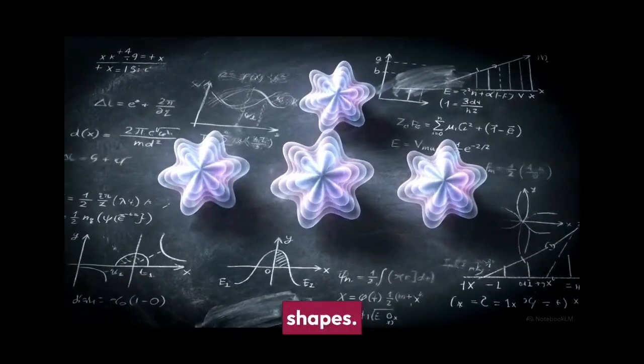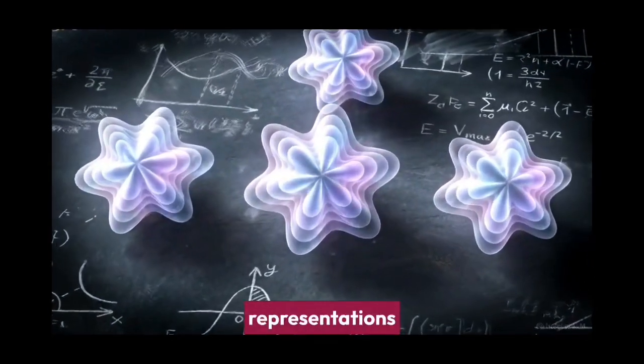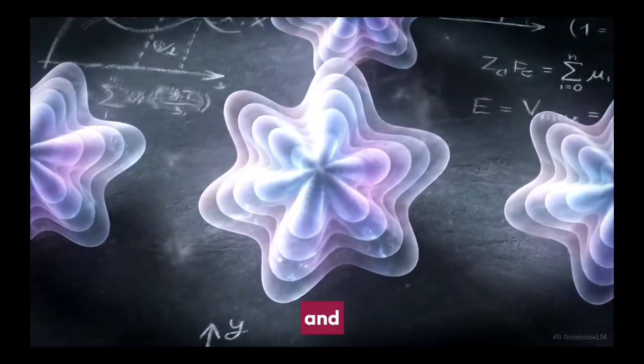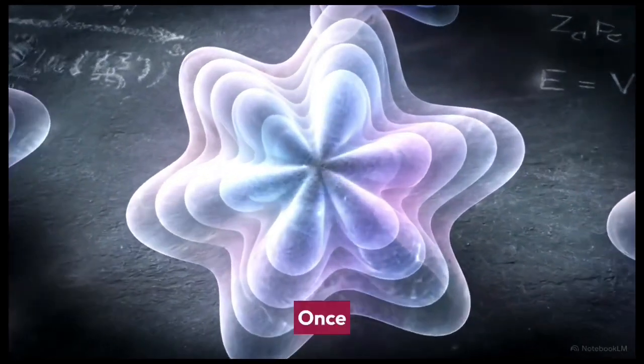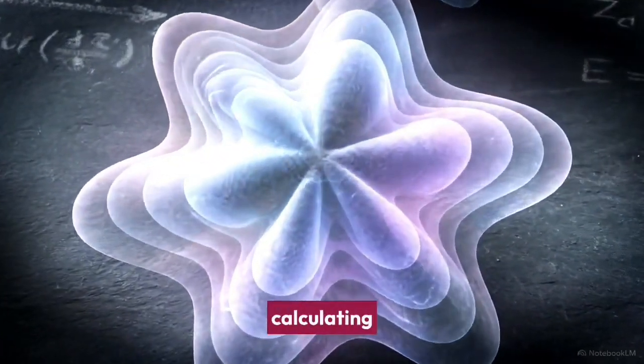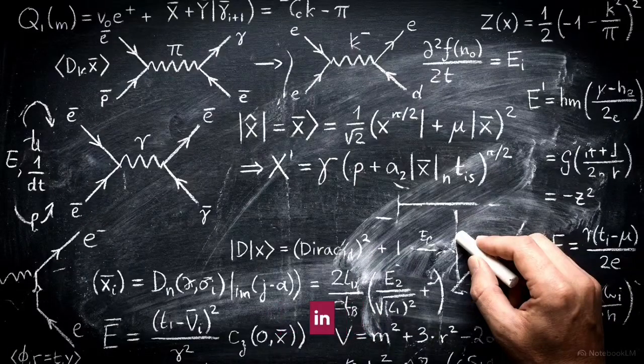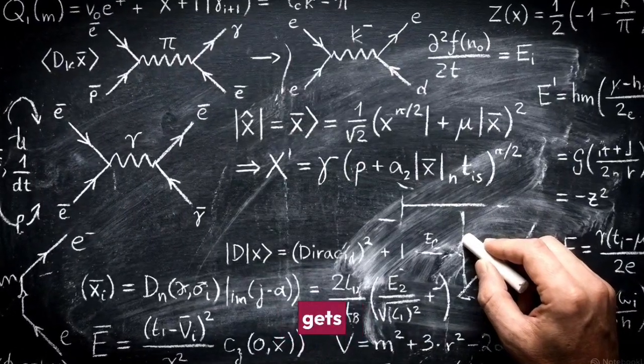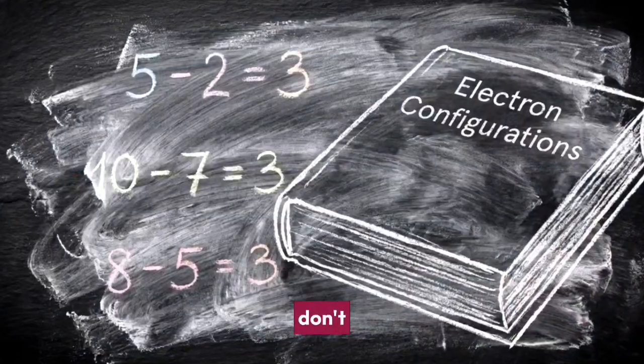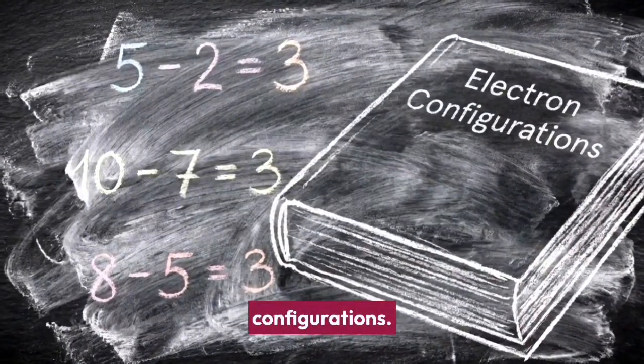Look at these strange shapes. These are 3D representations of complex D and F atomic subshells. Once you move past simple atoms, calculating where every electron lives in these bizarre, vibrating orbitals gets incredibly complicated. But you don't need to memorize a massive list of configurations.